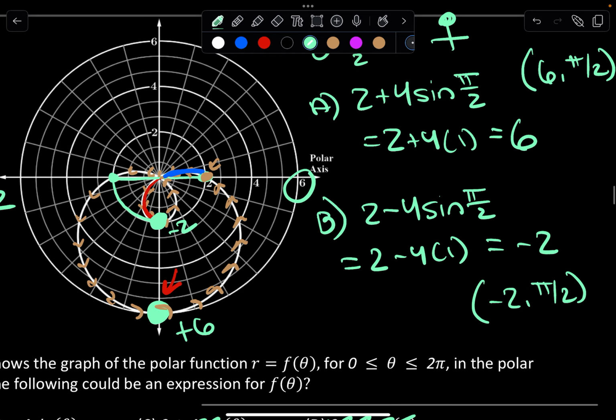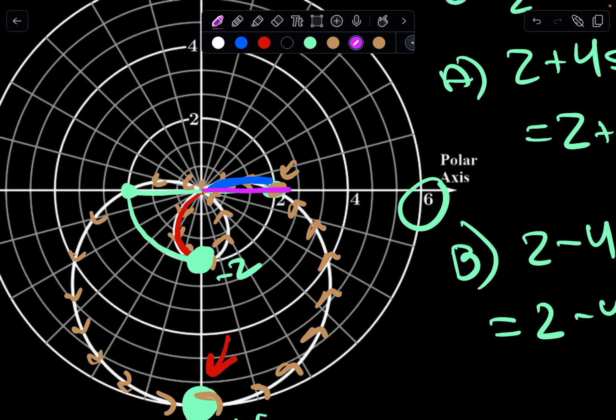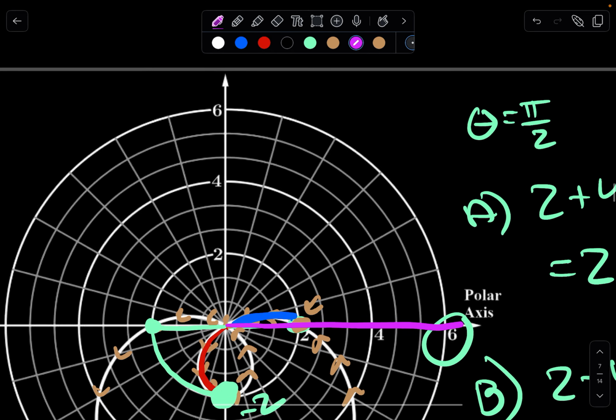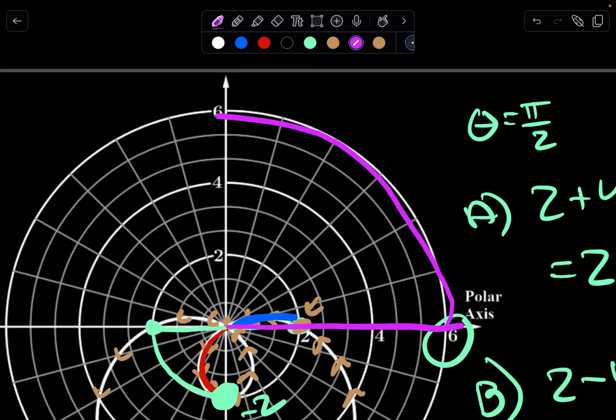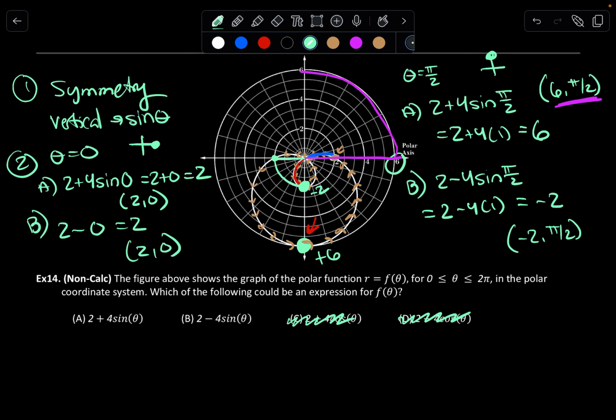And then if I try B, I'll underline it with pink. I have negative 2, wait a minute. Sorry, that was B. I just plotted B. If I try A, which is (6, pi over 2), I go out to 6, and then I open up to pi over 2. There's nothing up there, right? Therefore, the correct answer is going to be B.